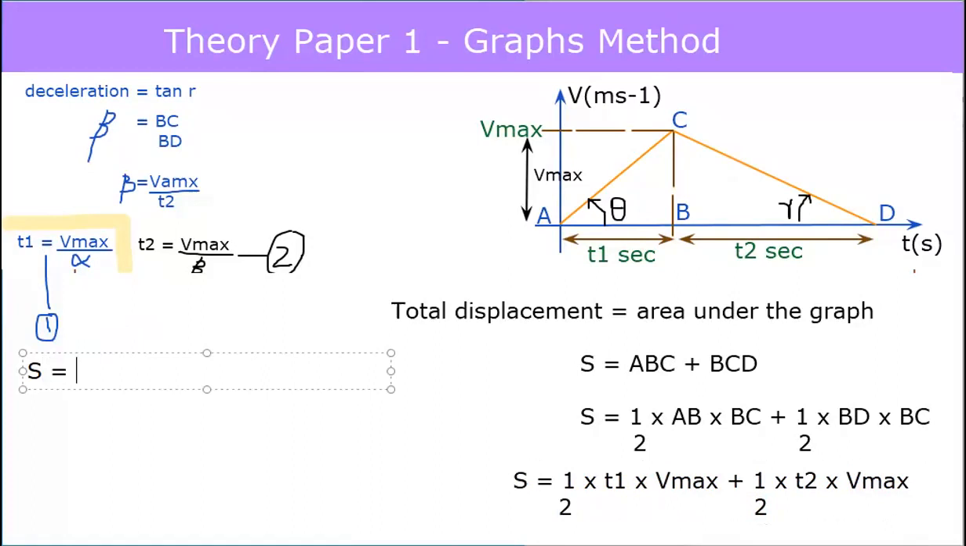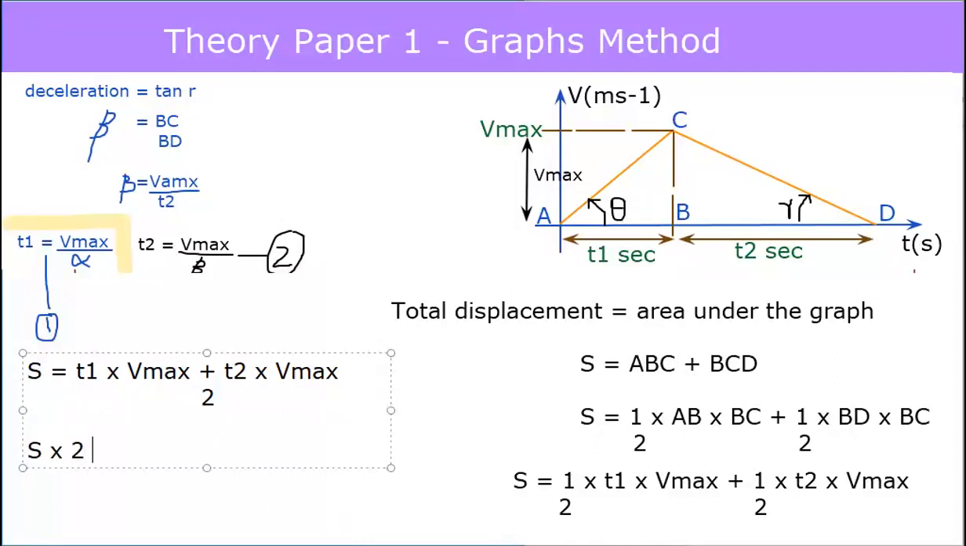S equals, here on this side you have T1 into Vmax plus again T2 into Vmax, everything divided by 2. Common denominator is 2, right? So I'm going to take this 2 to this side. Then the expression will be S times 2 equals, what is T1 there?